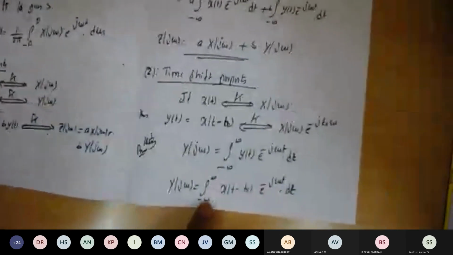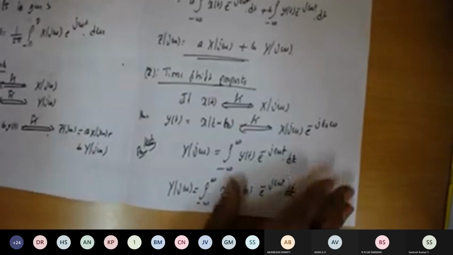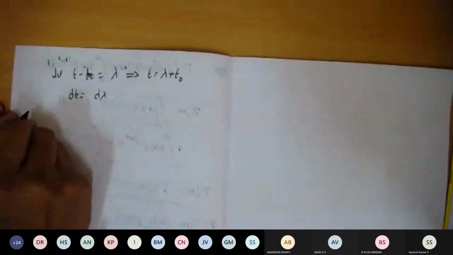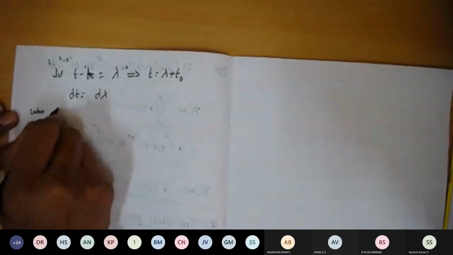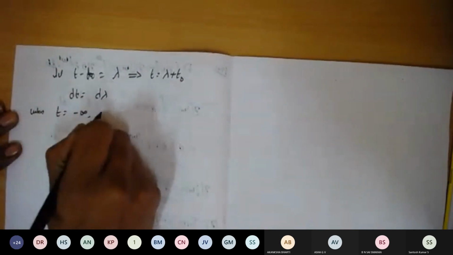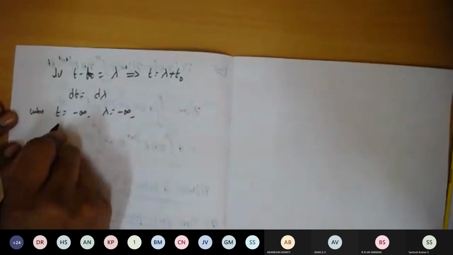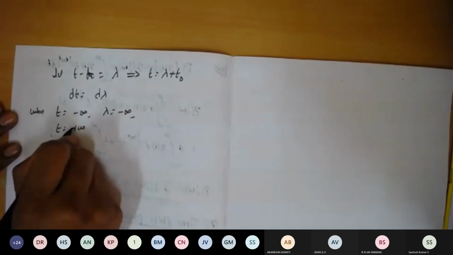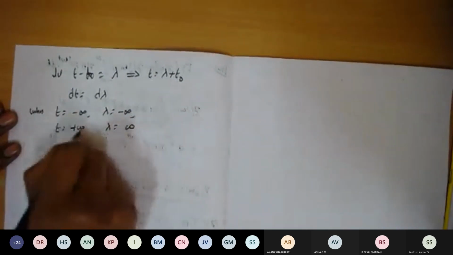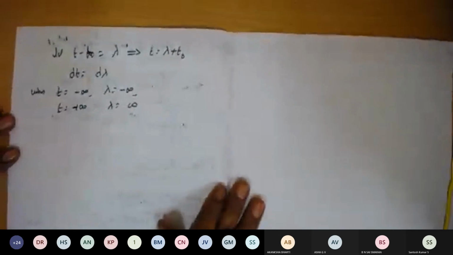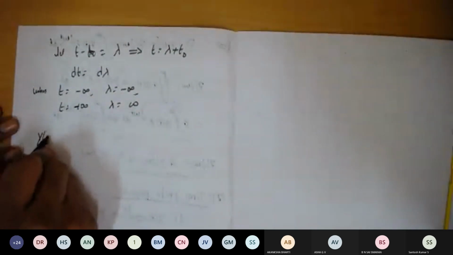So we need to find the limits of the integration. Since the limits are minus infinity and plus infinity, anything added to them will remain the same. When t is equal to minus infinity, lambda will also be equal to minus infinity. And when t is equal to plus infinity, lambda will also be equal to plus infinity. So the limits remain infinity only.